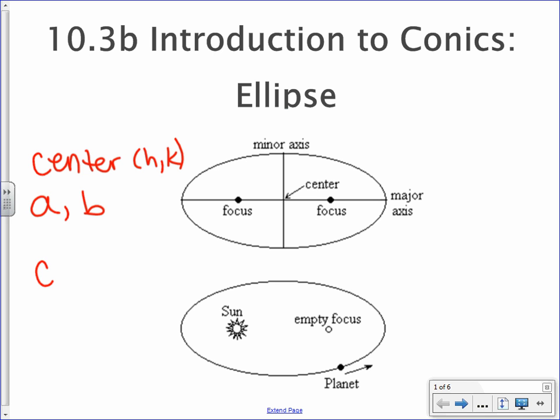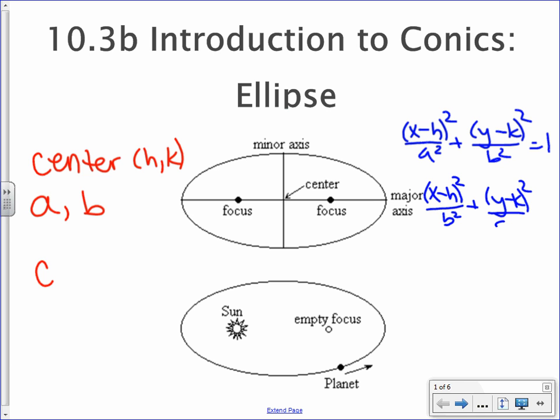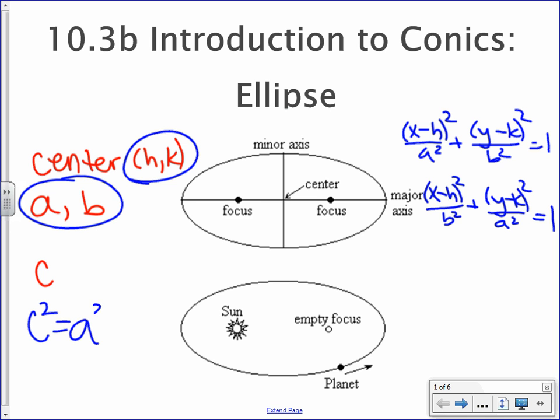Now, if we are going to work backwards and write our standard form equation, our standard form equations are either going to be x minus h squared over a squared plus y minus k squared over b squared equals 1, or x minus h squared over b squared plus y minus k squared over a squared equals 1. Okay, those are our standard form equations. So if we are going to have to write those equations, we at least need H, K, A, and B, to be able to fill all that in. Now, how are A, B, and C related? Okay, C squared equals A squared minus B squared. So C could help us if we know an A or a B.